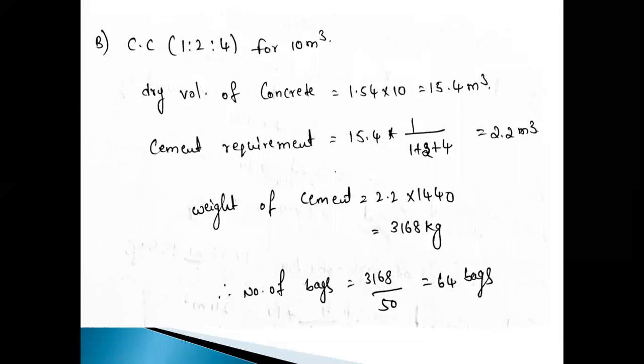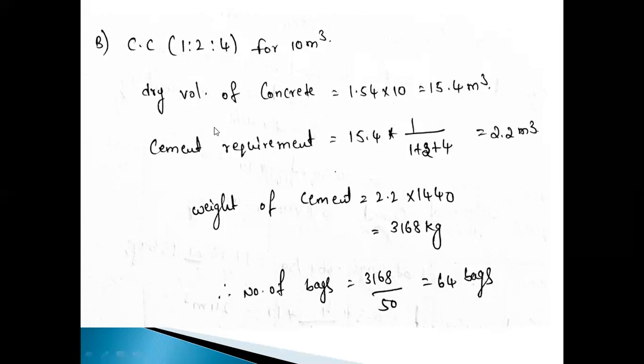CC, cement concrete 1:2:4 per 10 cubic meter. Here we calculate the dry volume of the concrete. Dry volume of concrete 1.54 into the total quantity 10 cubic meter, that is equal to 15.4 cubic meter. So here we calculate one, the cement requirement, two, the sand requirement, and then the coarse aggregate requirement, and their cost.